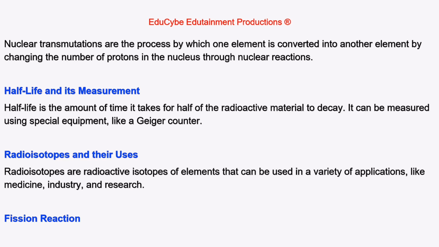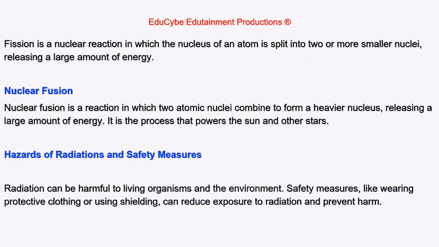Radioisotopes and their uses. Radioisotopes are radioactive isotopes of elements that can be used in a variety of applications, like medicine, industry, and research. Fission reaction. Fission is a nuclear reaction in which the nucleus of an atom is split into two or more smaller nuclei, releasing a large amount of energy.